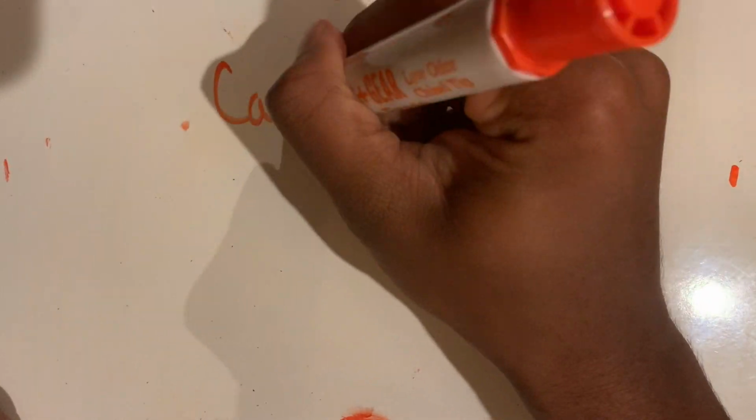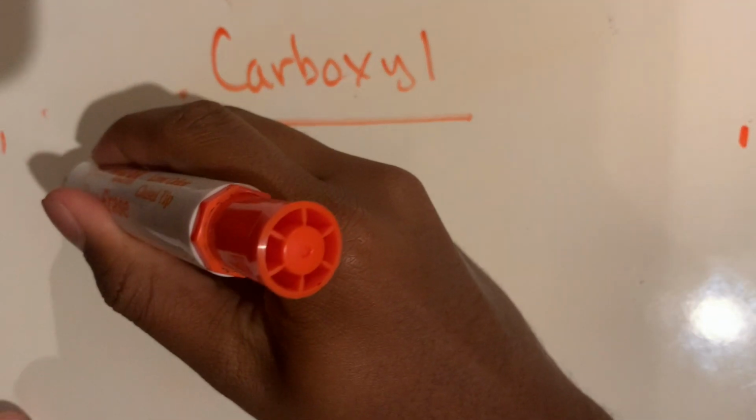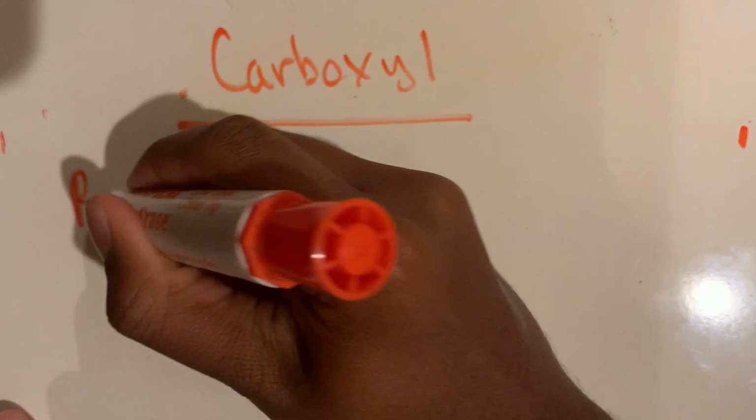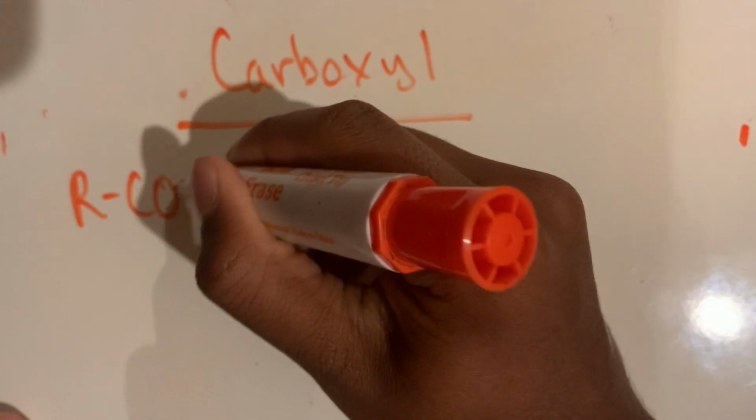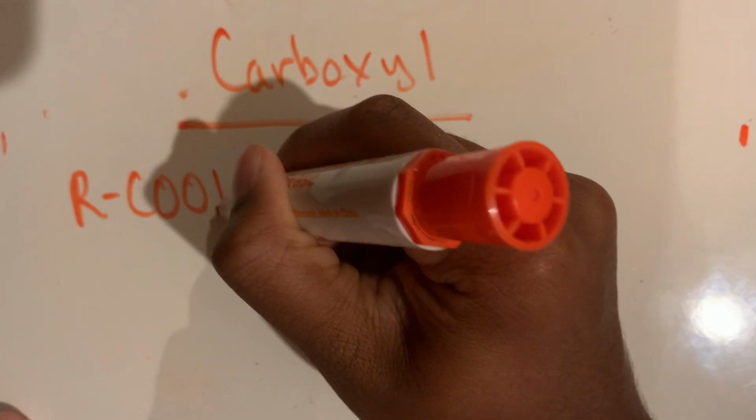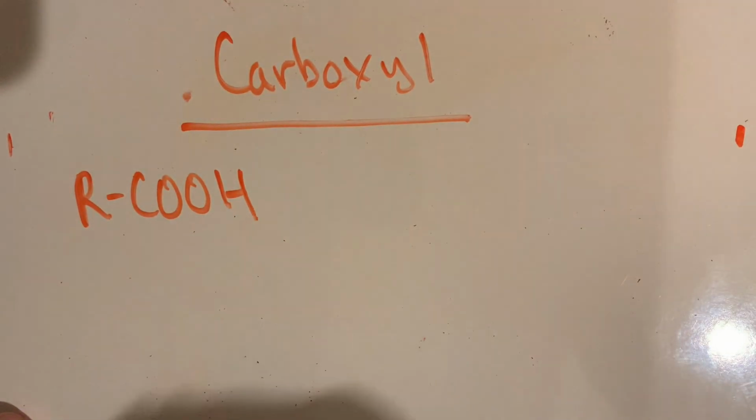The next of the functional groups on our list is carboxyl. Carboxyl is normally written as R-COOH, as it is a carbon with a double bond to an oxygen and a single bond to another oxygen, which is bound to a hydrogen.